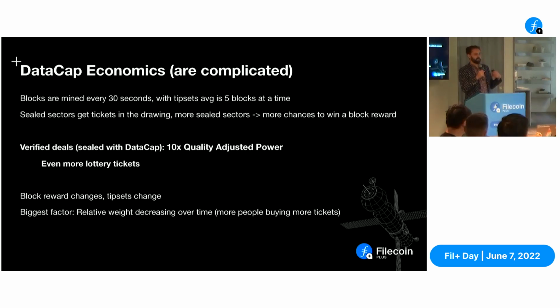But the biggest factor as to how you calculate your long-term gains is that more and more people are doing more and more data cap deals. So your relative weight across the entire network will change over time. And that will determine proportionally how many of these block rewards I am winning.